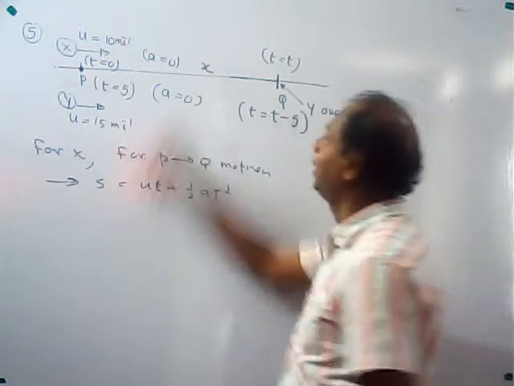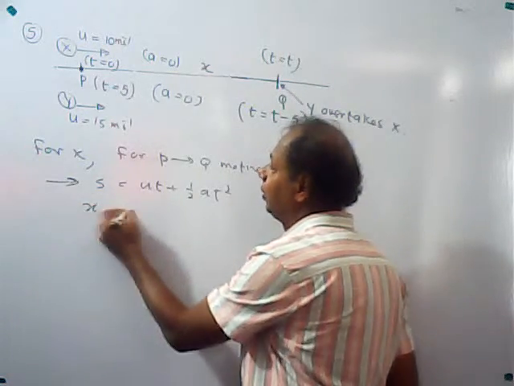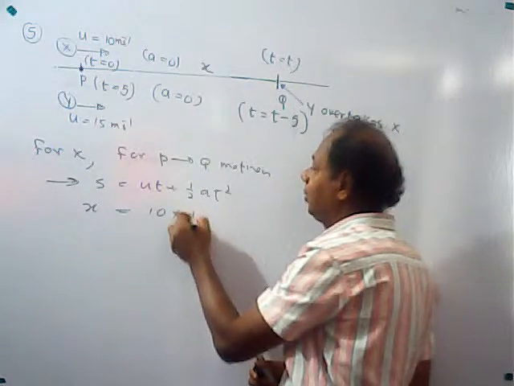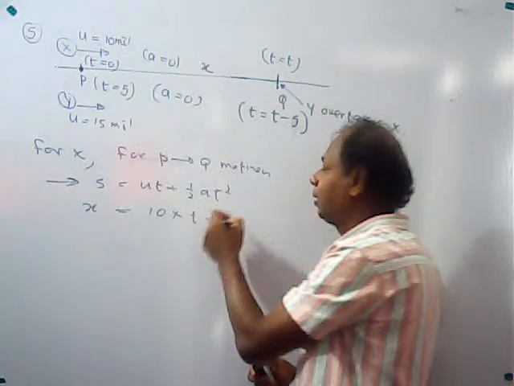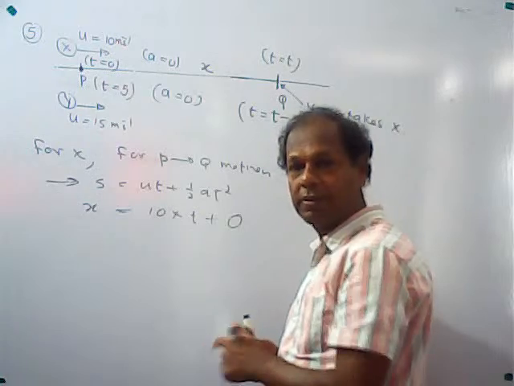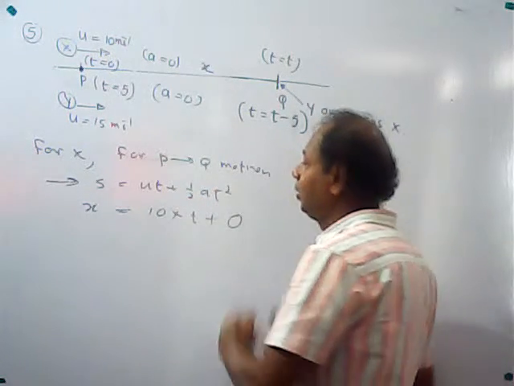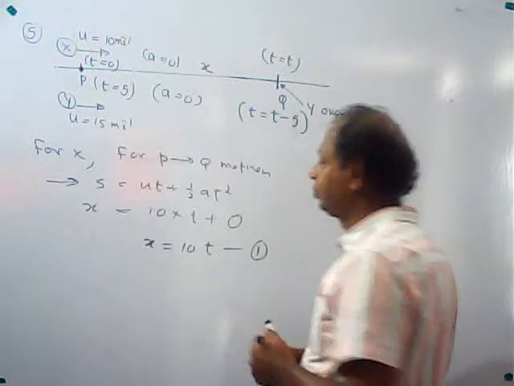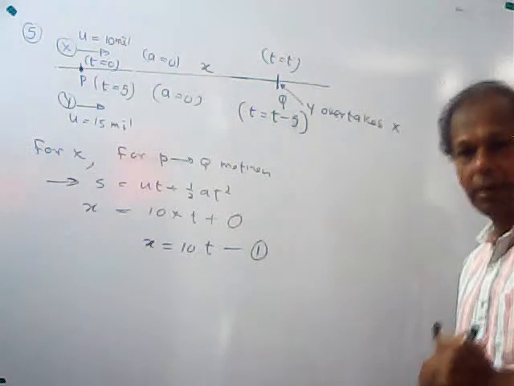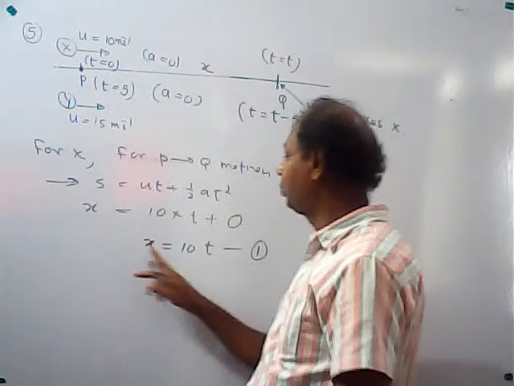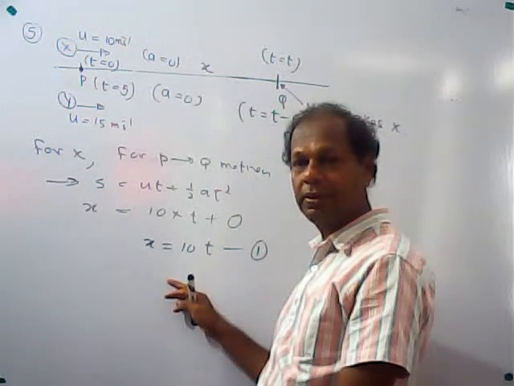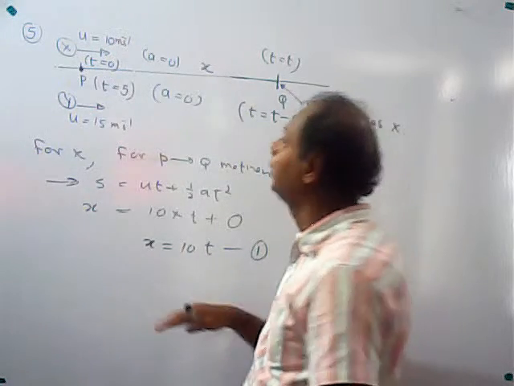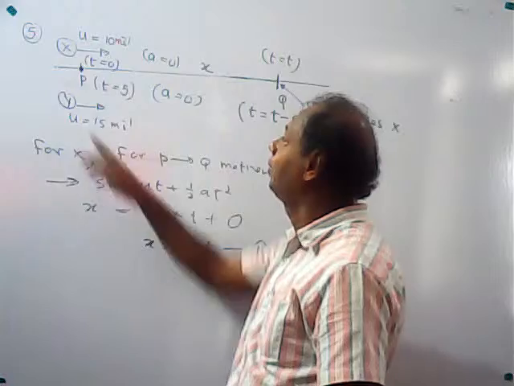So S is x. U is 10. T is t. Plus acceleration is 0, right? So that part will disappear. You get an equation x equals 10t. So we have two unknowns, x and t, and one equation, which is not sufficient. So we have to get another equation, for which we have another option.